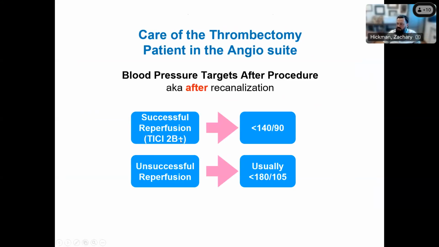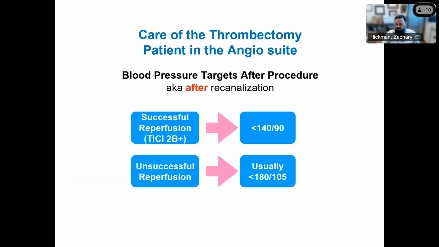TICI 2B or TICI 3, you want to decrease their blood pressure down and control their blood pressure very tightly in a lower range because now all of a sudden that area of the brain distal to where the thrombus was is now being reperfused, but that area of the brain is no longer necessarily 100% normal. That area of the brain has, even if there isn't a permanent infarct that we can see on an MRI or a CAT scan, that area of the brain has been injured already to some extent.